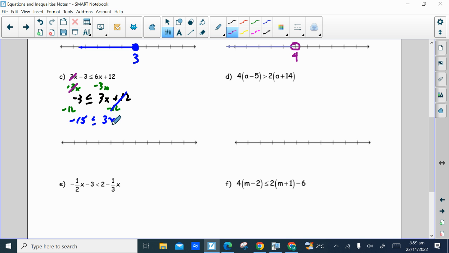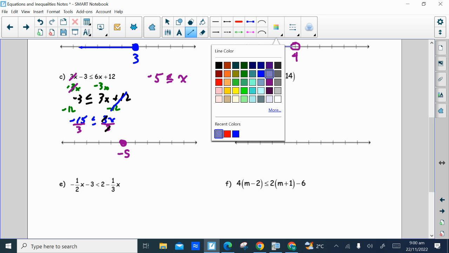And finally, we'll divide both sides by a positive 3, so the inequality does not reverse. On the left, negative 15 divided by 3 is negative 5, and again, the inequality does not reverse. On the right, the 3's cancel, so you're just left with x. And if we read from the variable, it's x is greater than or equal to negative 5. So we'll put negative 5 in the middle. That's our starting point, and that point is included because x can be greater or equal to negative 5.